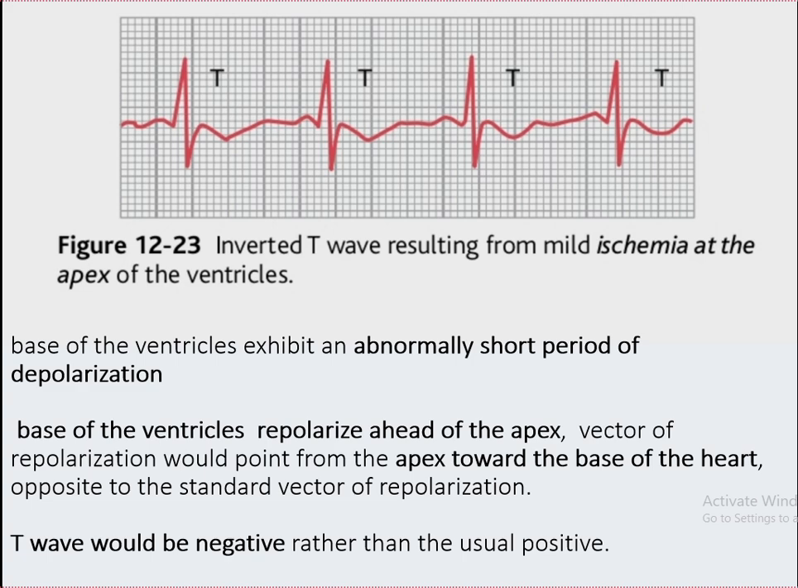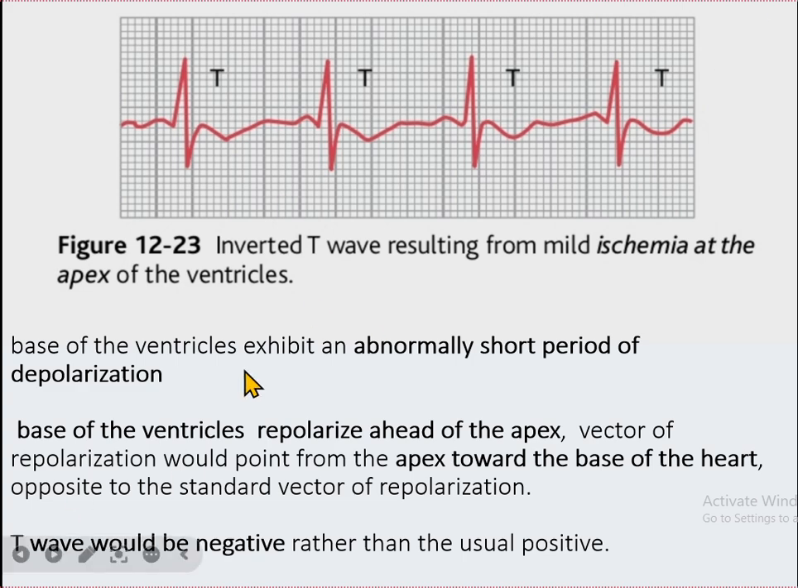We also have pathological cases of ischemia, the apex of the ventricles, that is due to reduced oxygen supply. So actually, if you have ischemia of the ventricles, usually it is the epicardium first which is damaged. In such cases, the bases of the ventricles will take an abnormally short time to get depolarized, meaning the QRS complex will be reduced. But repolarization is the one that will be affected.